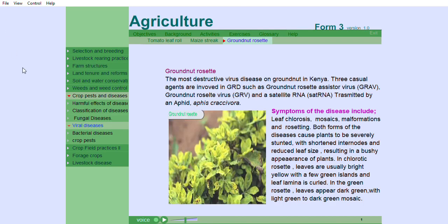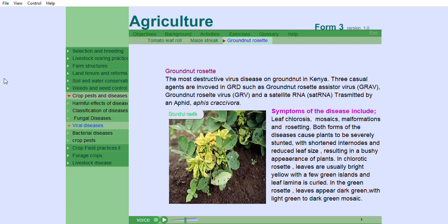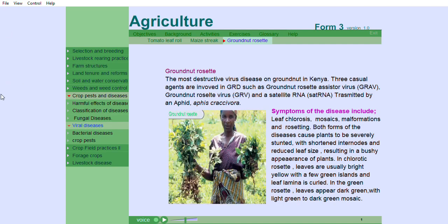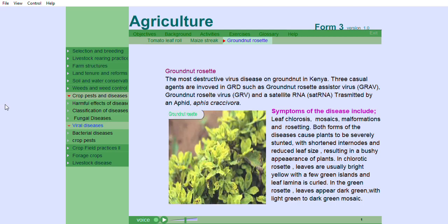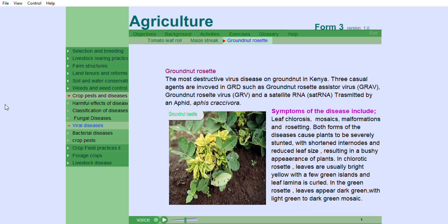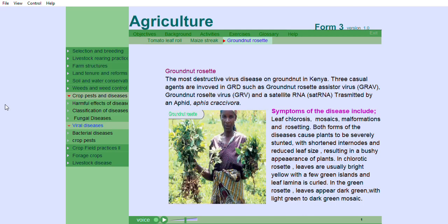Both forms of the disease cause plants to be severely stunted with shortened internodes and reduced leaf size, resulting in a bushy appearance of plants. In chlorotic rosette, leaves are usually bright yellow with a few green islands and the leaf lamina is curled. In the green rosette, leaves appear dark green with a light green to dark green mosaic.